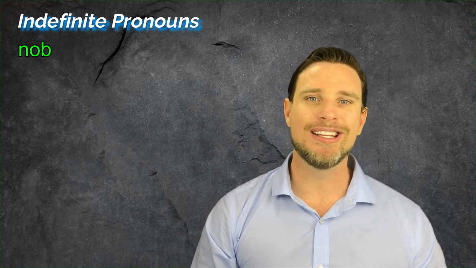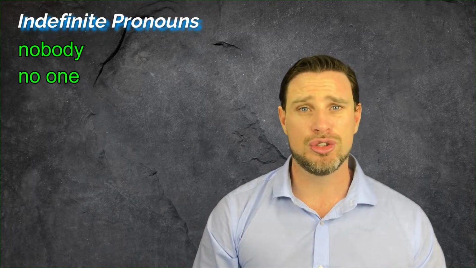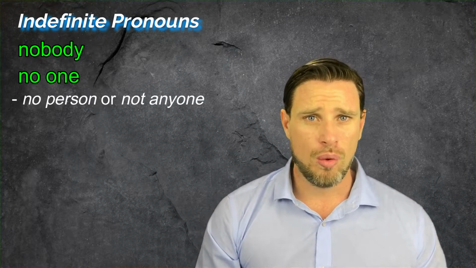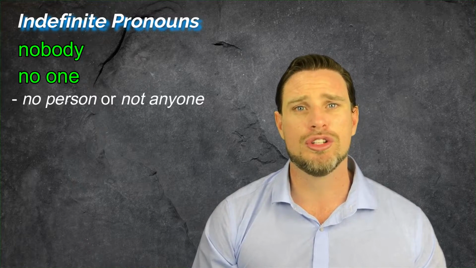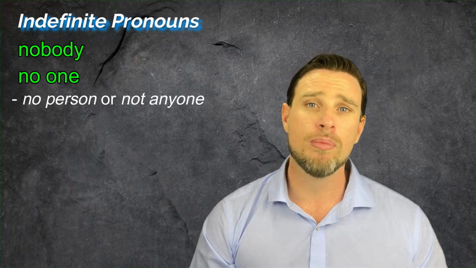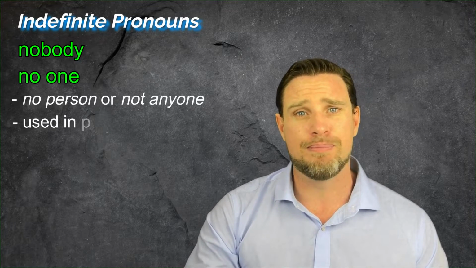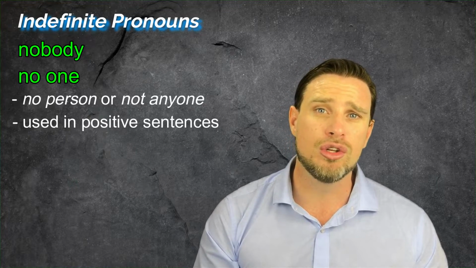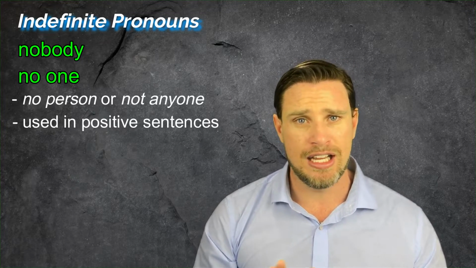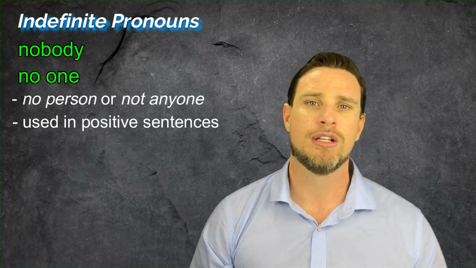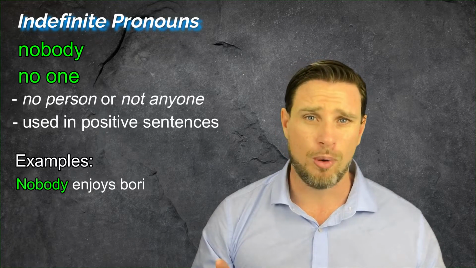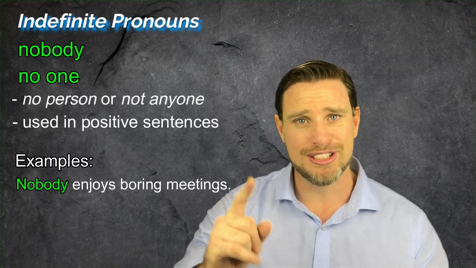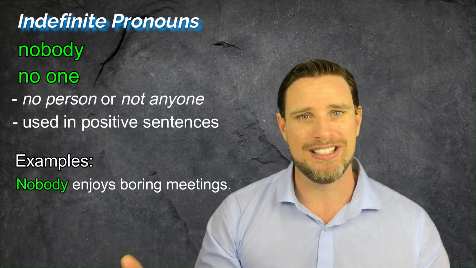Next up, nobody and no one. And these are used to refer to no person or not anyone. No one is always written as two separate words or with a hyphen. And nobody and no one are normally only used in positive sentences. And this is very important again. We don't normally use nobody and no one in negative sentences and questions. Some examples. Nobody enjoys boring meetings. This is present simple and means not one single person in general enjoys boring meetings.